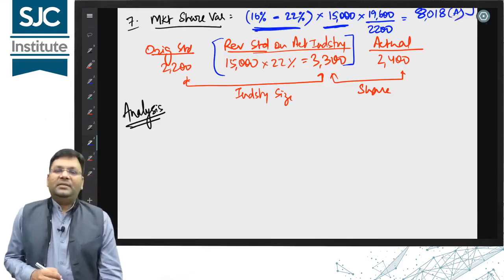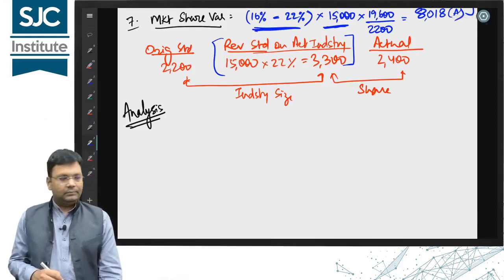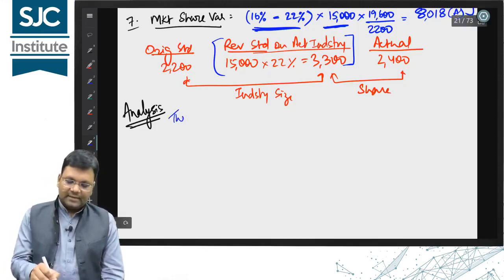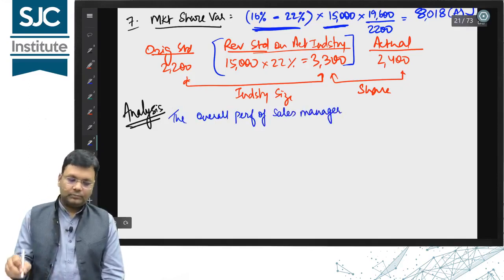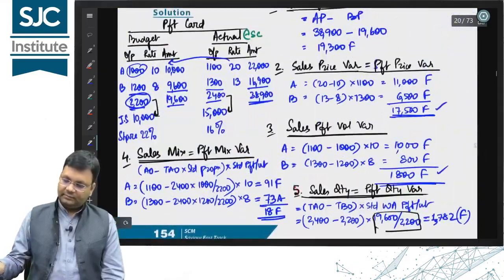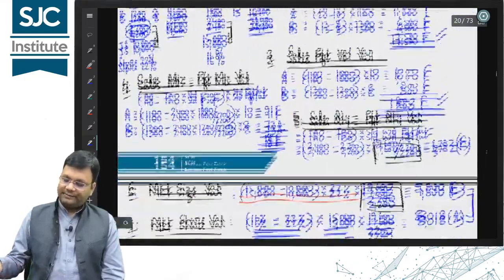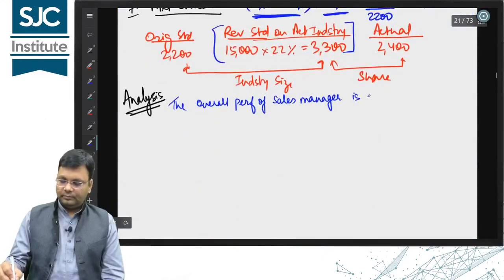So next is analysis. Let's write: the overall performance of sales manager is from profit variance rupees 19,300 favorable.